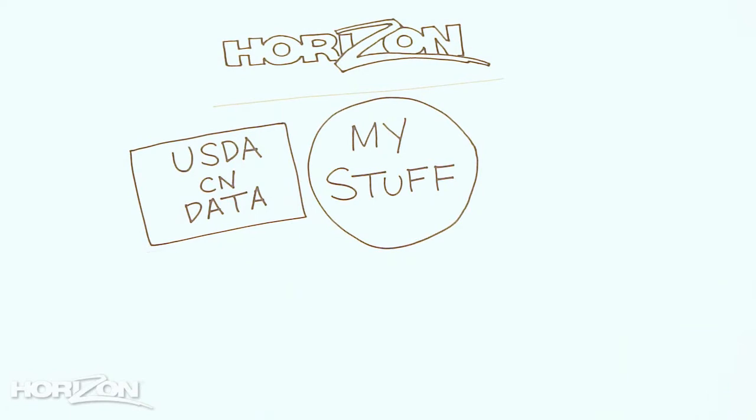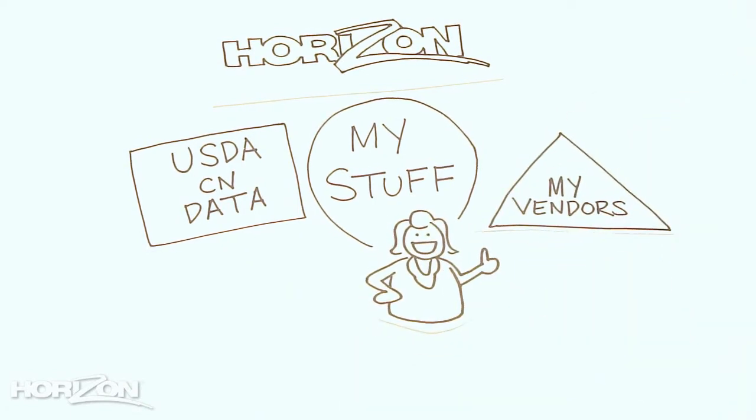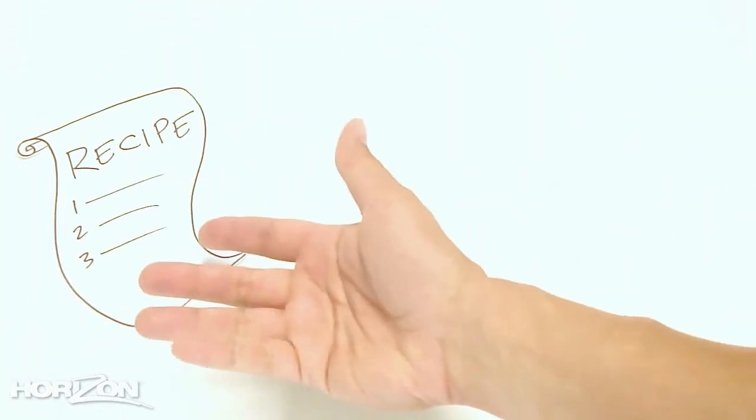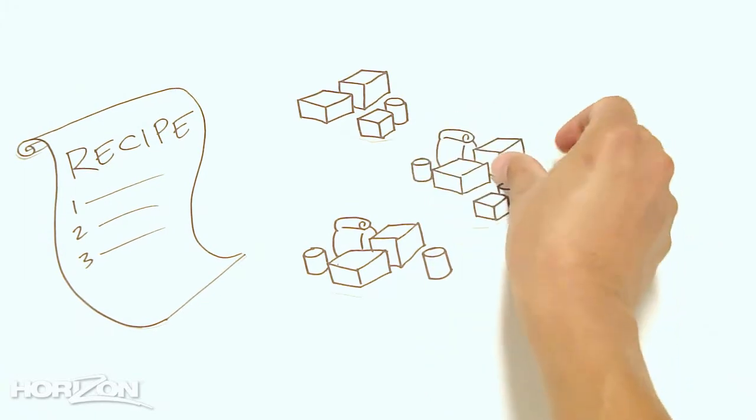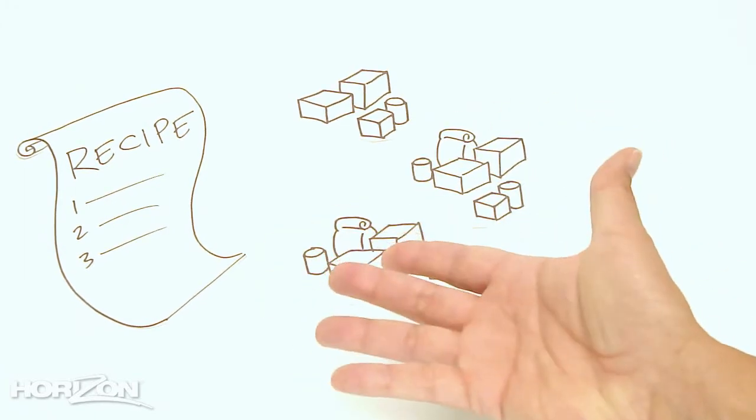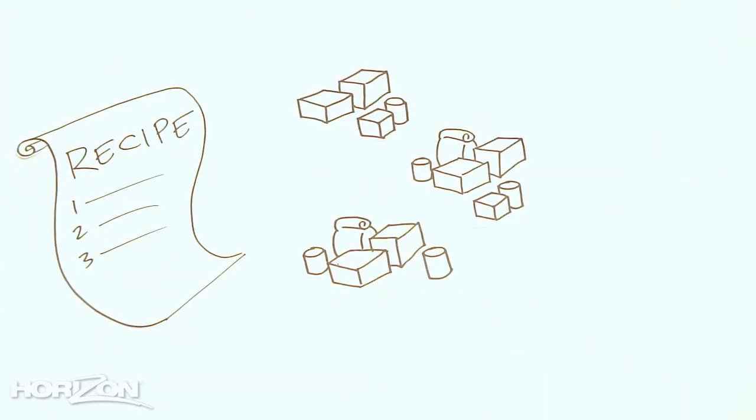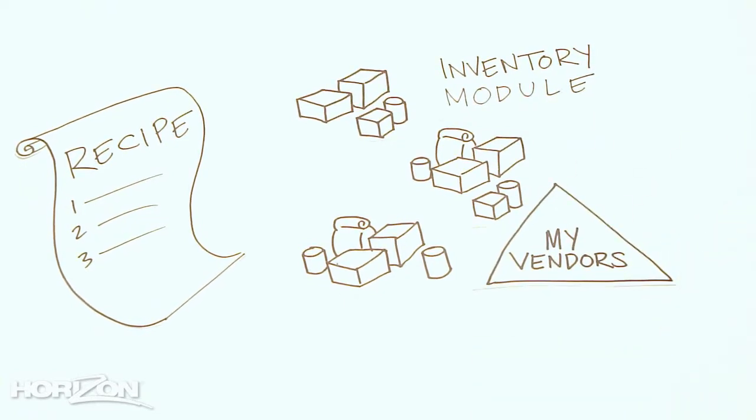Now the USDA doesn't know who you order these ingredients from, but you do. Remember that the recipe ingredients on paper are also inventory items, boxes, bottles, and cans sitting on your shelf in the real world. So in the inventory module, you've configured your inventory items to show who you order each item from and how much it costs.